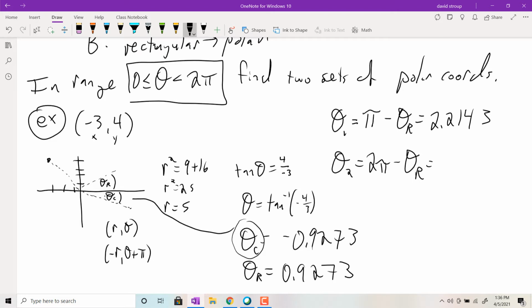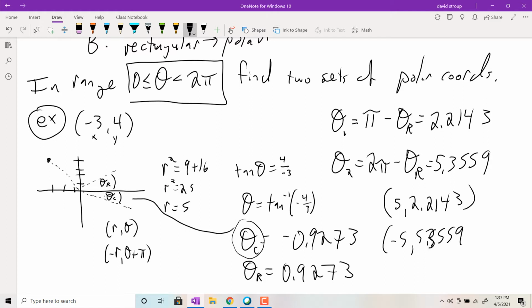2 pi minus 0.9273. And I'm getting 5.533. Wait a second. 5.3559. Okay, so our two answers then will have r, which is 5, comma 2.2143. And then again, if we rotate 180 degrees, negative 5, comma 5.3559 will be the other answer.